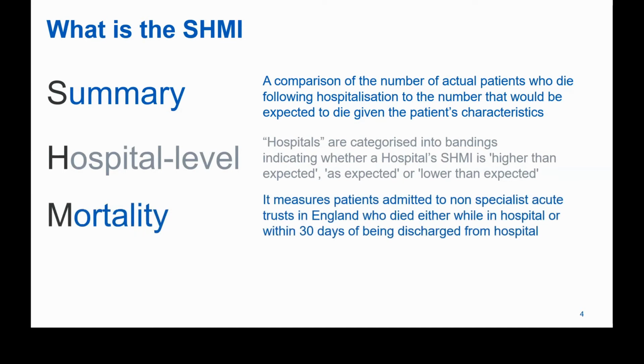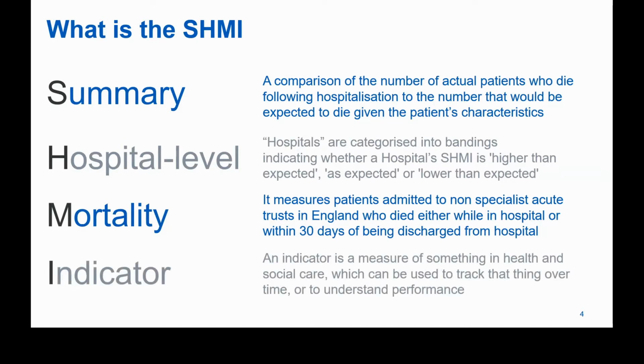The third element of the SHMI is mortality. So it measures the number of patients who are admitted to non-specialist acute trusts in England who died either while in hospital or within 30 days of discharge from hospital. So that's the key to the SHMI, I suppose, and makes it slightly different to some other metrics, in that it does actually measure all deaths that occur in hospital, no matter how long that patient was in hospital for. And it's also an indicator. An indicator is simply a measure of something in health and social care, which can be used to track that thing over time or to understand performance.